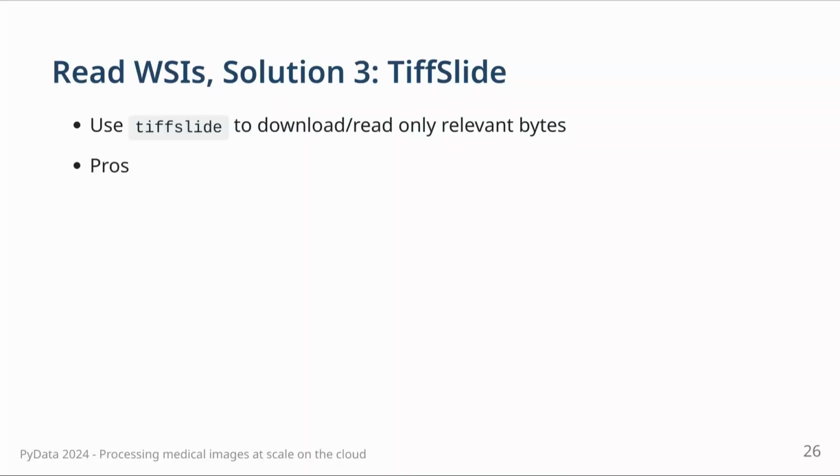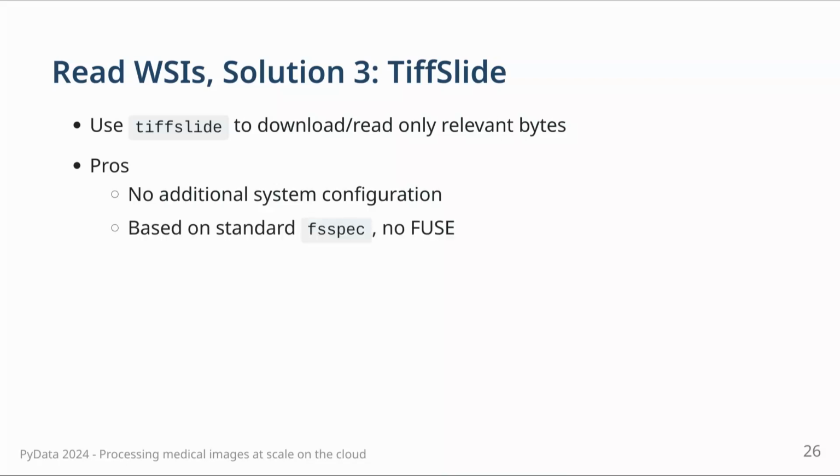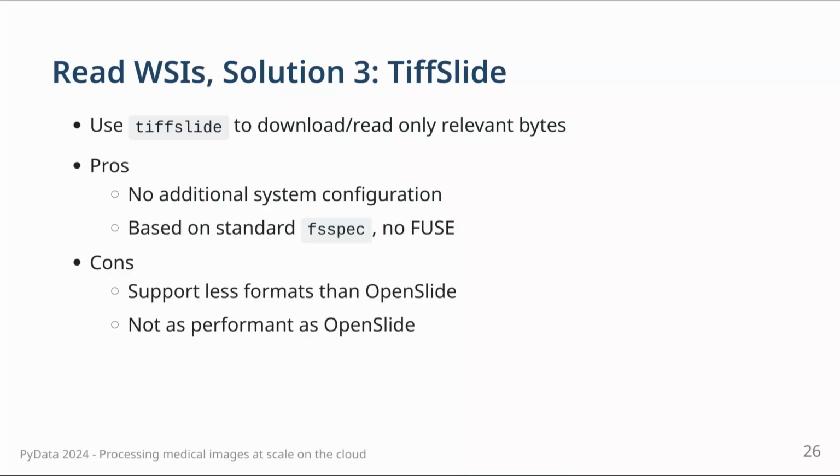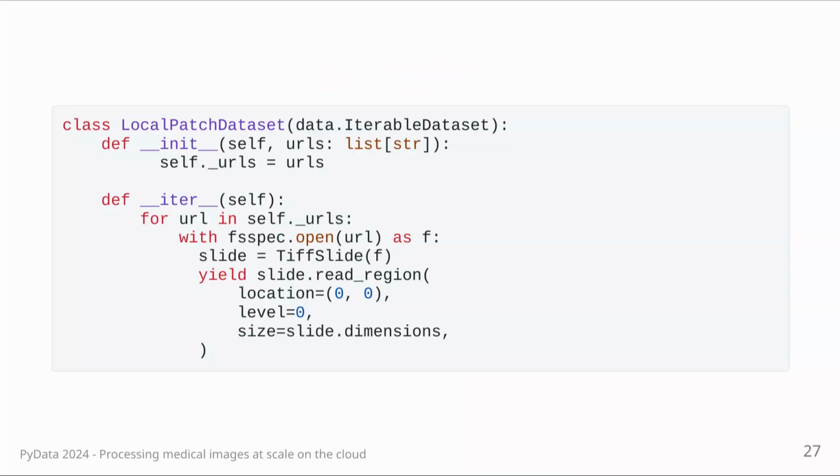So with Tiffslide, you will only read the relevant bytes, as fsspec does. The good thing about it is you have no additional system configuration, and it's based on fsspec, which is pretty standard. The problem with that is it supports fewer formats than OpenSlide. And also, it's not as performant as OpenSlide, of course, partly because of fsspec itself, partly because of the library itself. But it's pretty good already.